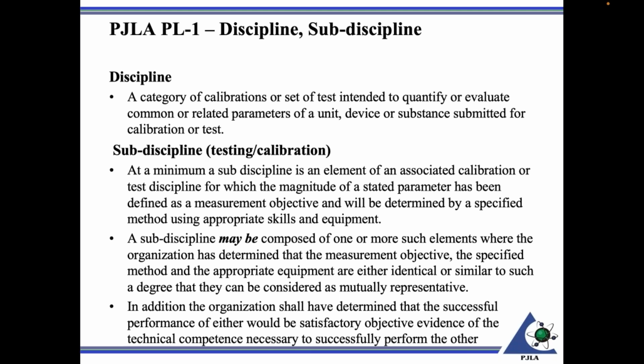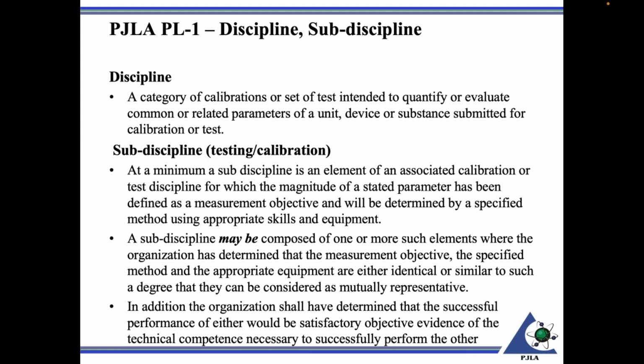And then we look at what's the subdiscipline. So at minimum, a subdiscipline is an element of an associated calibration or test discipline for which the magnitude of a stated parameter has been defined as a measurement objective and will be determined by a specified method using appropriate skills and equipment. And it says a subdiscipline may be, it doesn't have to be, composed of one or more such elements where the organization has determined that the measurement objective, the specified method, and the appropriate equipment are either identical or similar to a degree that they can be considered mutually representative.